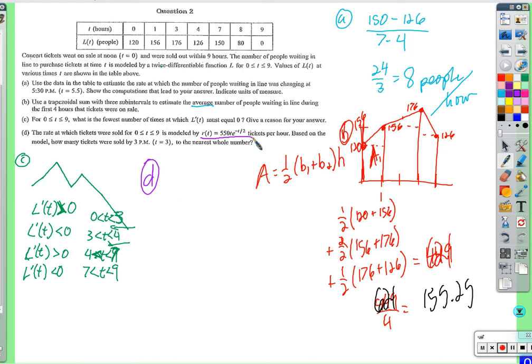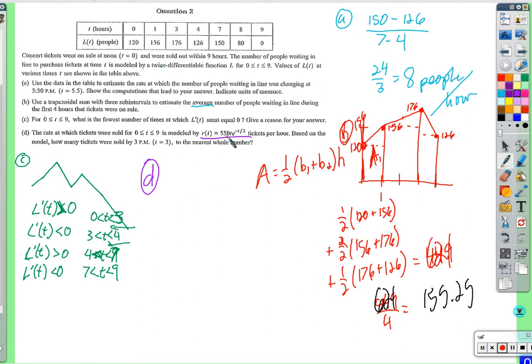So based on this model, how are we going to figure out how many tickets were sold? Do you see the relationship between the model, the function here, and what they're looking for? They give you a function that tells you how fast tickets are being sold, which, if you thought of it as position, velocity, and acceleration, which one would this be? The velocity. It would be like how many miles per hour, and how many tickets per hour are being sold. So if we want to know how many tickets have been sold, take the antiderivative of R of t. Okay.